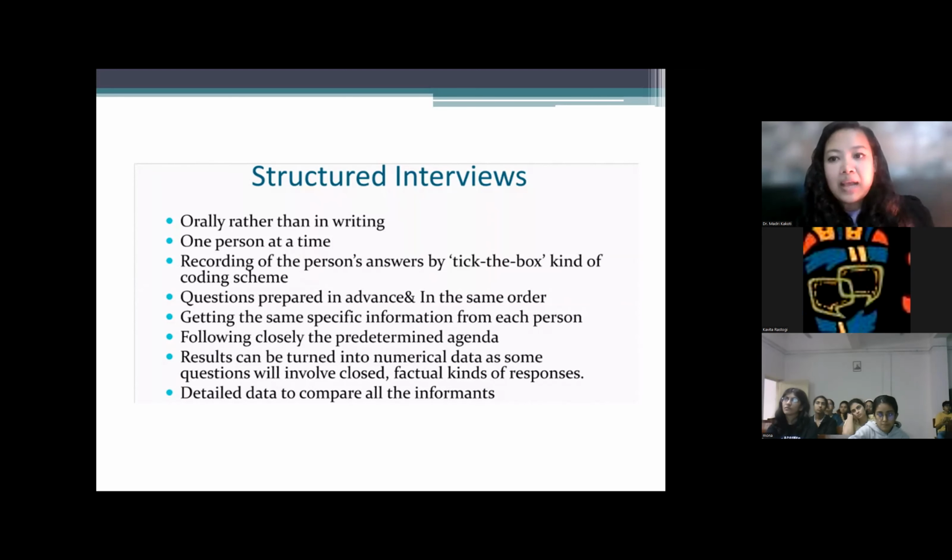Every person is asked the same question. Every person is asked it in the same order. And you get the same specific information from each person. You follow closely the predetermined agenda. The results can be turned into numerical data, as some questions will also involve closed, factual kinds of responses and detailed data to compare all of the informants.